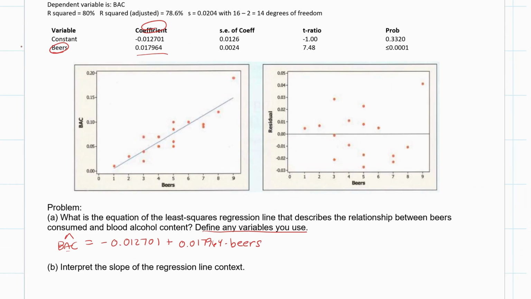Interpret the slope of the regression line in context. Well, our standard information: for every additional beer, our x variable, there is a 0.017964 increase, because the slope is positive, in the predicted BAC. And I'll just put in on average.